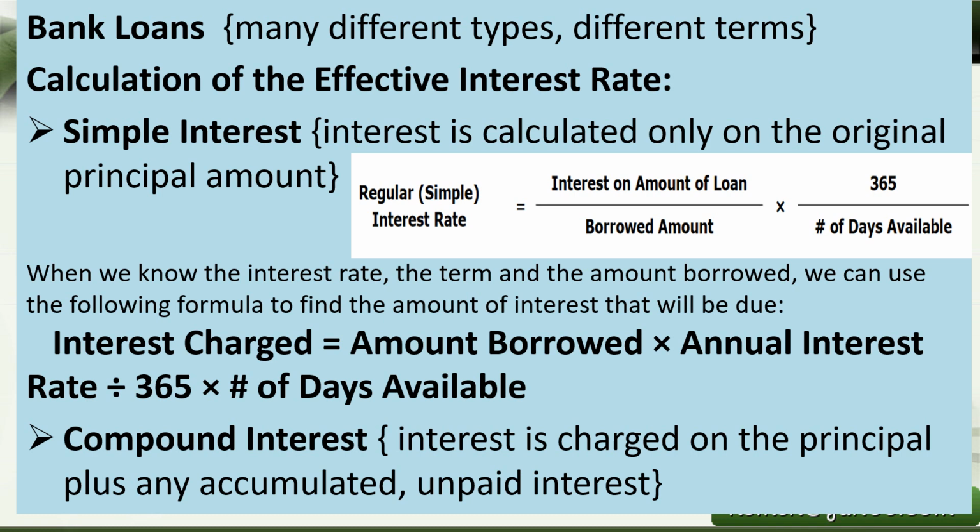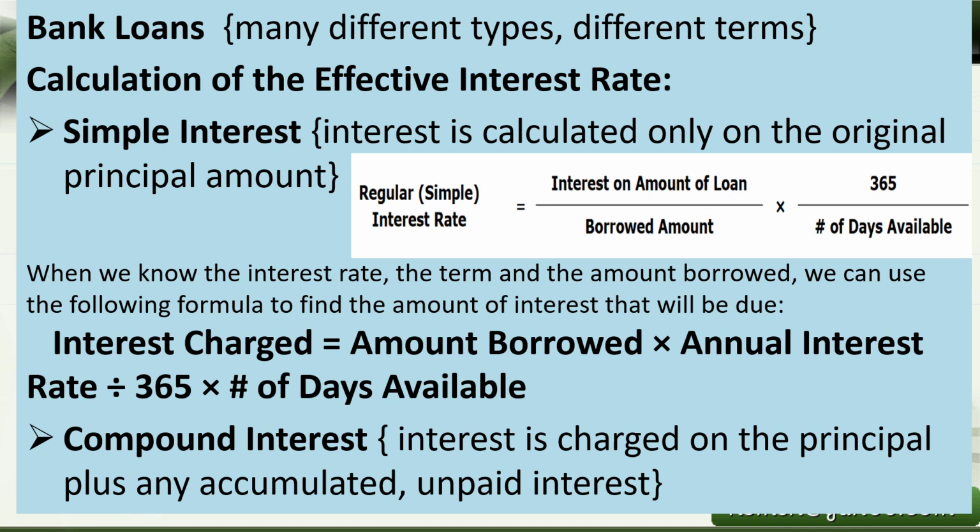Simple interest is interest calculated only on the original principal amount. So this is the formula given here, and we know the interest rate, the term and the amount borrowed. We can use the following formula to find the amount of the interest that will be due. Supposing we know the interest rate already given and the amount borrowed also, what will be the amount of interest charge? So we apply this calculation: the amount borrowed multiplied by the annual interest rate, divided by 365 days, multiplied by the number of days.